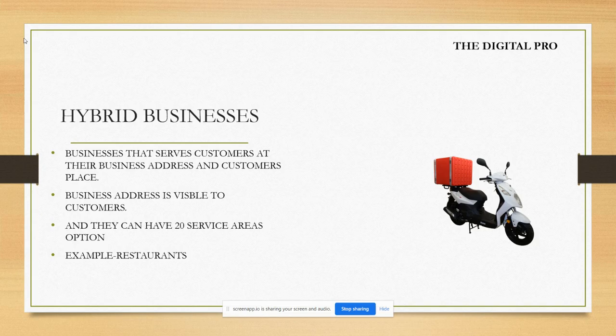So, second is hybrid business. Hybrid, simple. Businesses that serve customers at their business address and at customers' places also. So we can say that they provide services at both places. In this, the business address is also visible to customers. So those who want to get the service or product themselves can visit and get that. And they have a 20 service areas option, so they can mention where all they can provide service besides their physical address. So these can be restaurants providing dining service, as well as free delivery or whatever things they can provide.